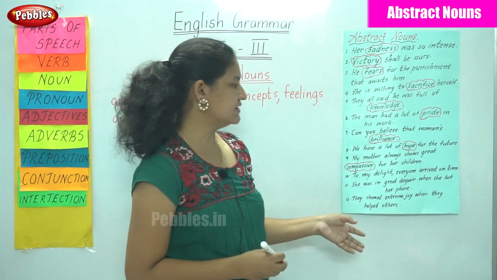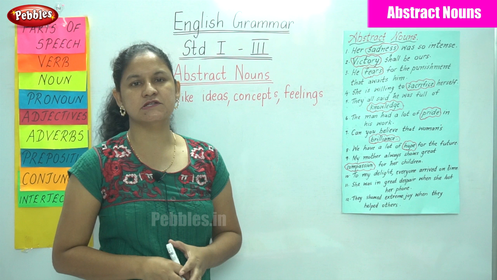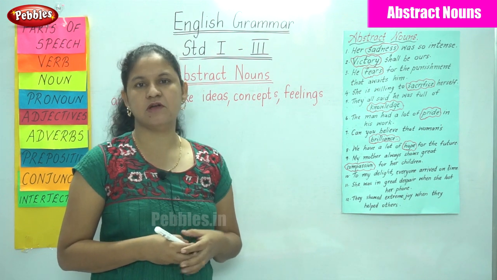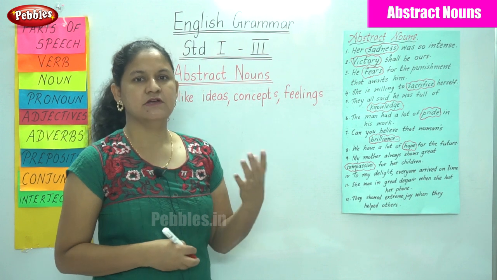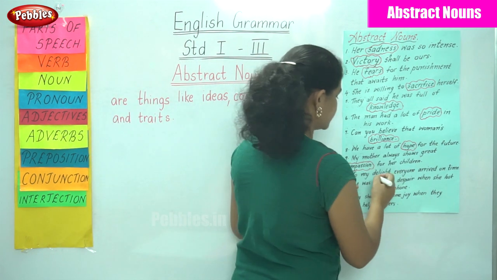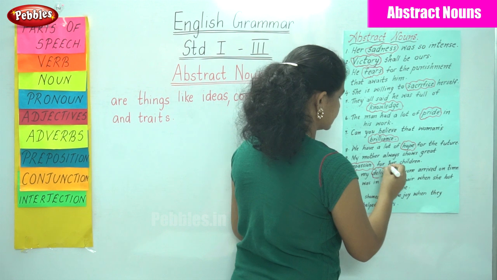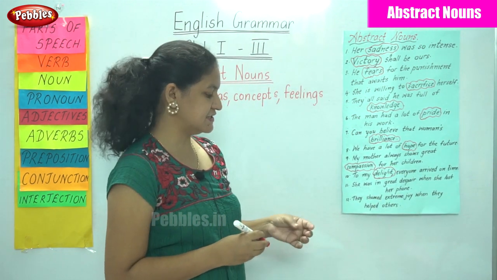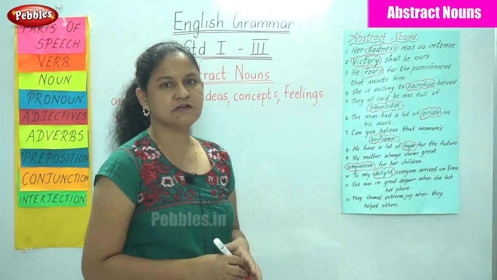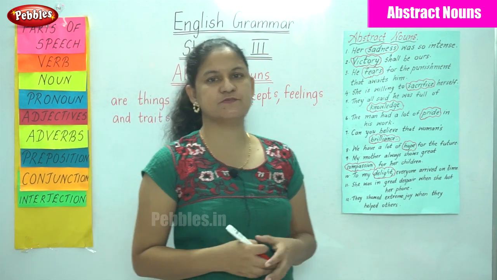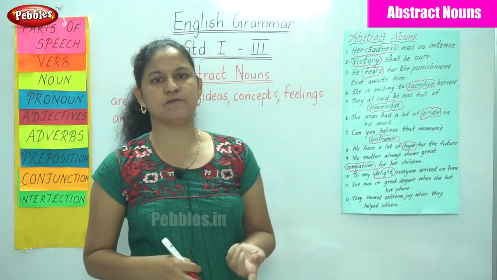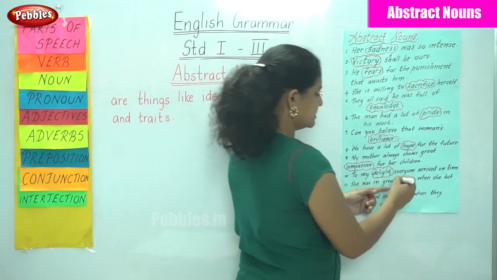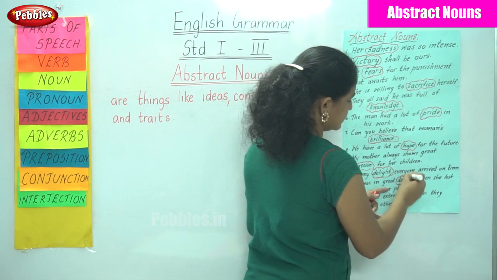To my delight, everyone arrived on time. Delight is being happy to see somebody come or something good happen. So delight is the abstract noun in the sentence. She was in great despair when she lost a phone. Again, the word despair is being sad about losing something. So despair is the abstract noun in the sentence.